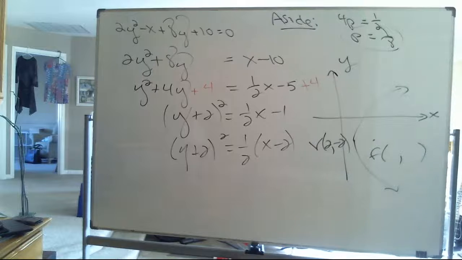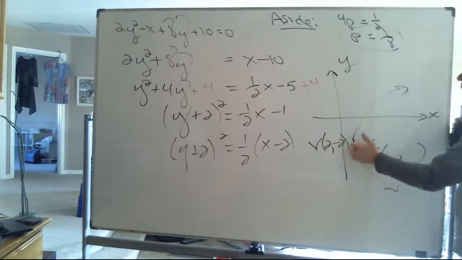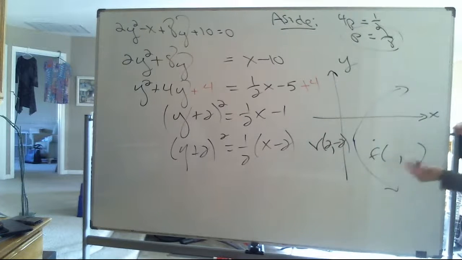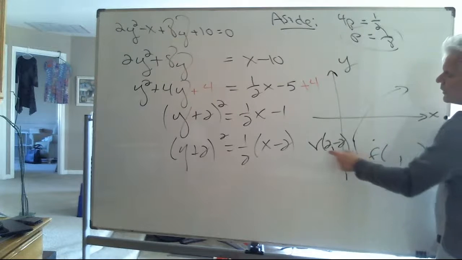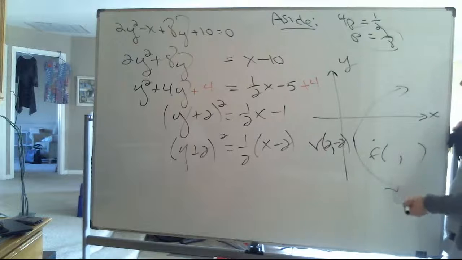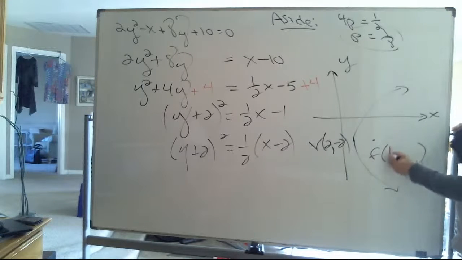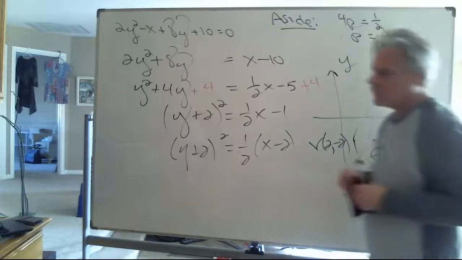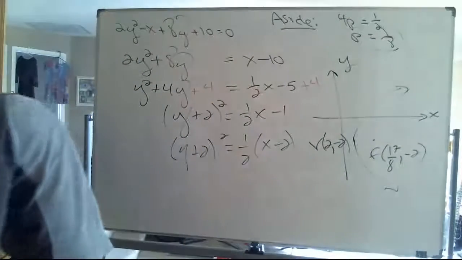But p's the distance between the vertex and the focal point, and since I have to move away from the vertex horizontally to the right, I will merely add 1/8 to the x-coordinate of the vertex. And so my focal point is going to be located at 17/8, -2. If you insist on finding intercepts, I'll leave that for you.